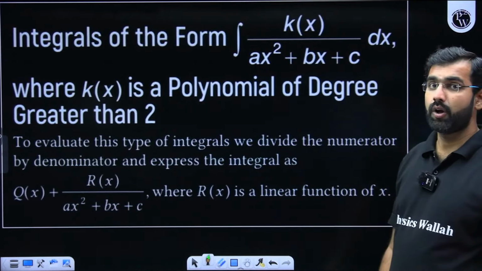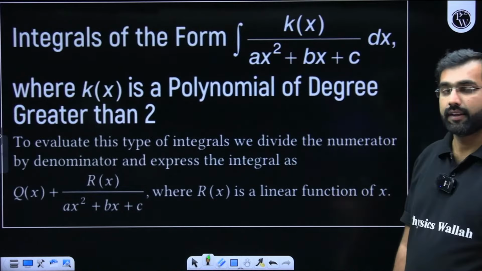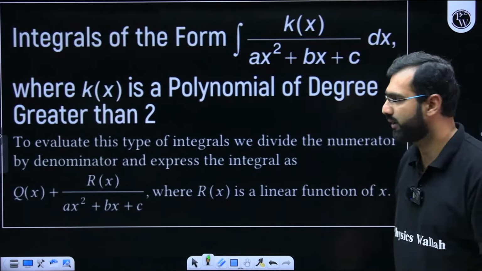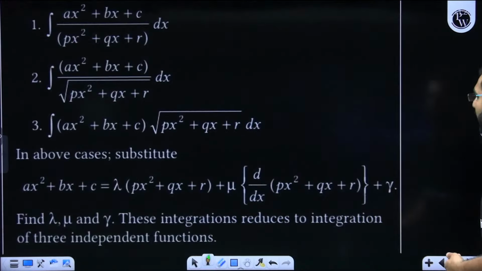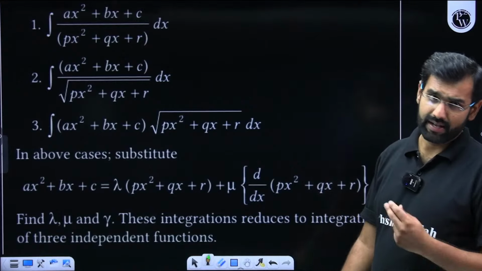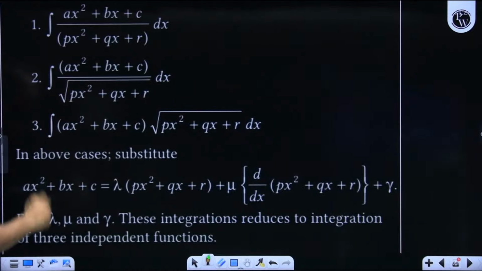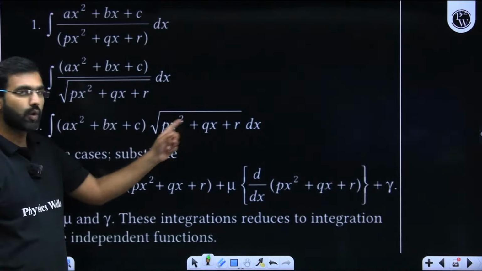Let's say you are given a polynomial of degree greater than quadratic, which means either cubic or something like that, then you do the division first and then solve it. This category of questions, JEE does not ask much because it requires a lot of calculation. But what they do ask is quadratic upon quadratic, or quadratic upon under root over quadratic, or quadratic into under root over quadratic.